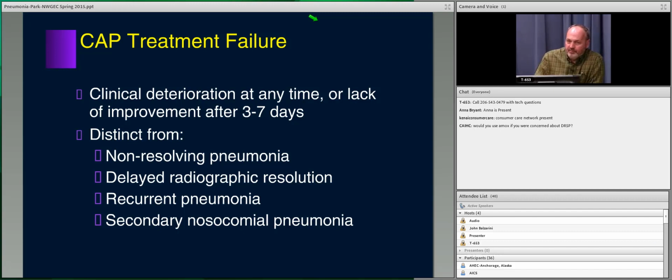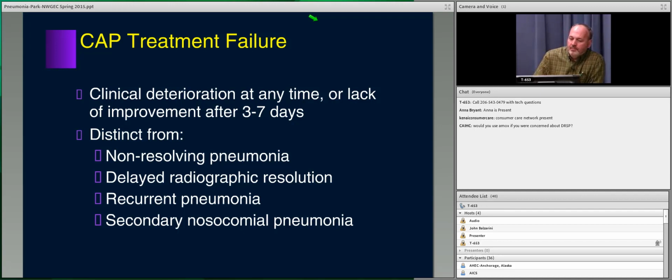All right, treatment failure. This is, I hope, helpful for you. What is treatment failure? The definition by the professional societies is really that it represents a deterioration at any time or a lack of improvement after 3 to 7 days. Okay?